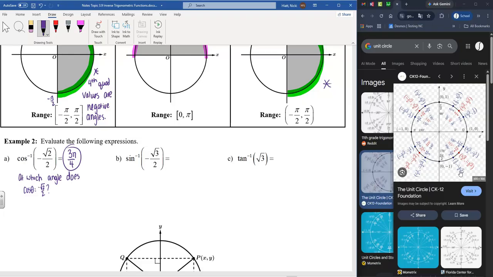But 5 pi over 3 is not your answer, okay? Because you're looking for answers between negative pi over 2 and positive pi over 2, right? Yes, we're going to use negative pi over 3 instead. Okay, so anything in the fourth quadrant, you need to use that negative angle instead of using the one that we have written down on our unit circle for that. Does that make sense?